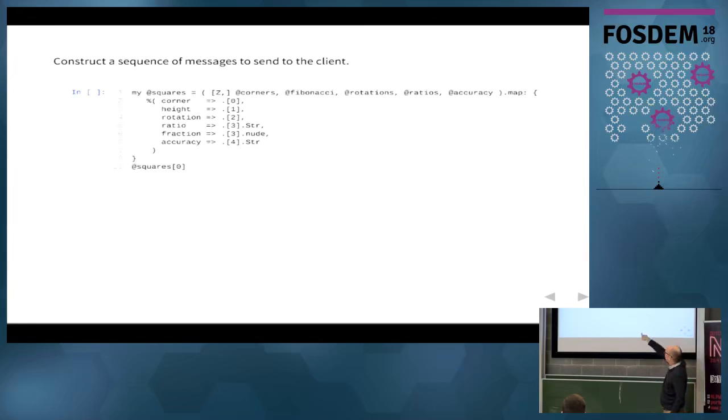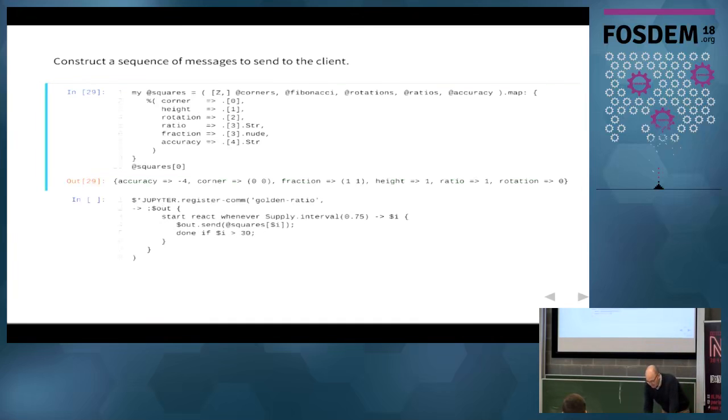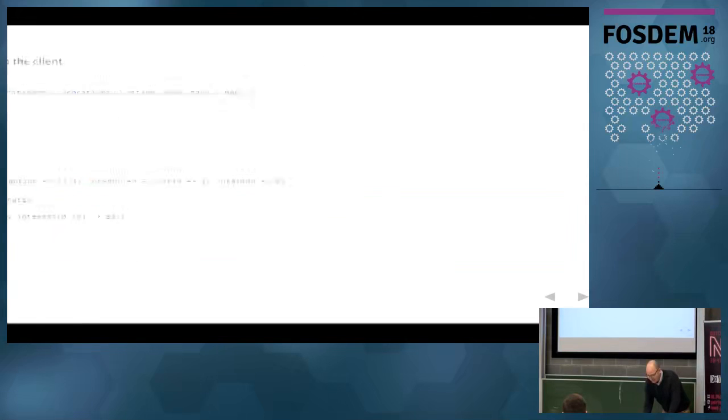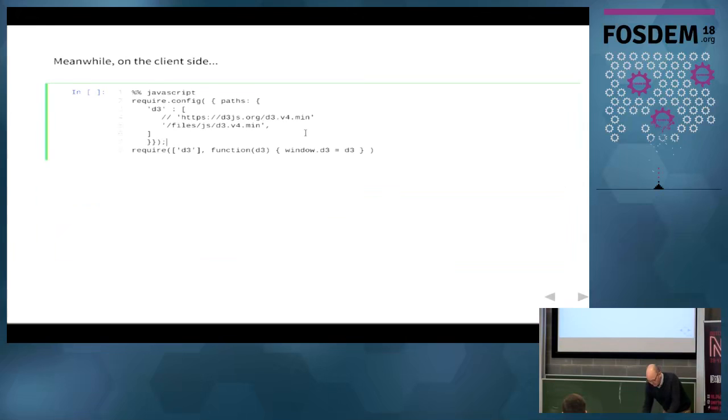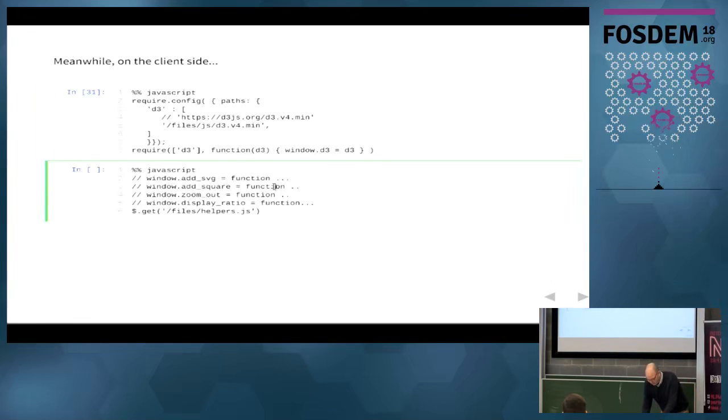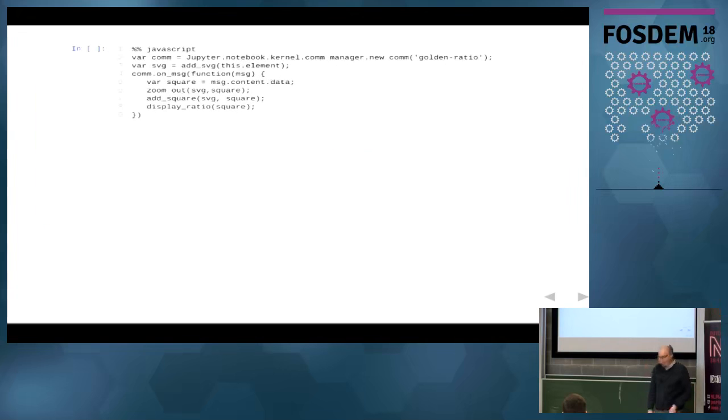And so then we're mapping that to a little hash. Notice some of these things we're stringifying because it's arbitrary precision. Nude stands for numerator denominator, so we're going to get those things. And we also stringify the accuracy. Okay, and so now we set up our comm on the back end. And on the client side, we bring in D3. And then we have some JavaScript, which I will not go through, which I've defined for adding a square and zooming out a little bit. Finally, we create a comm on the front end, and every time we get a new message, we add the square to our drawing, we zoom out a little bit, and we show the ratio that we got from the server. So let's see what happens here.